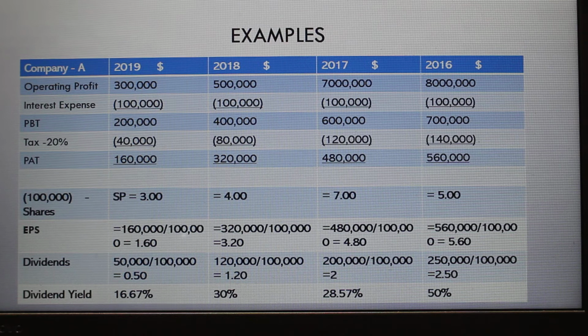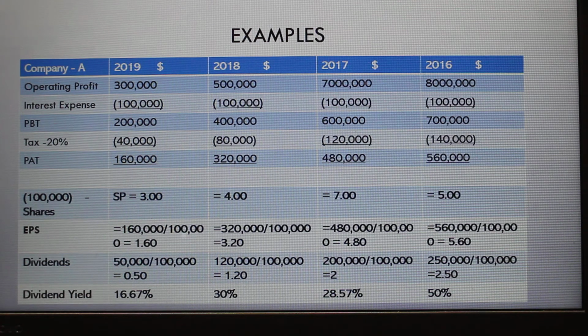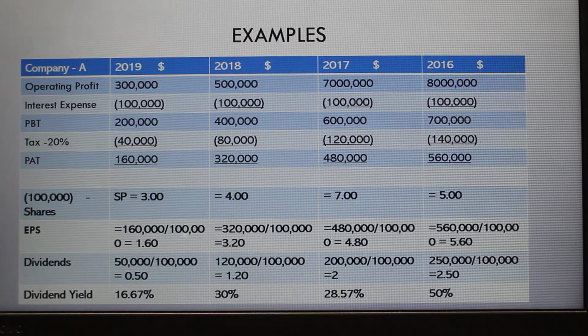In 2019, our operating profit is 300,000. Our interest expense is 100,000. Our profit before tax is 200,000, and our tax is 20%, which gives us 40,000, and therefore profit after tax is 160,000. With that information, if we say we have shares of 100,000, our earnings per share is 160,000 divided by 100, and that would give us an earnings per share of $1.60.